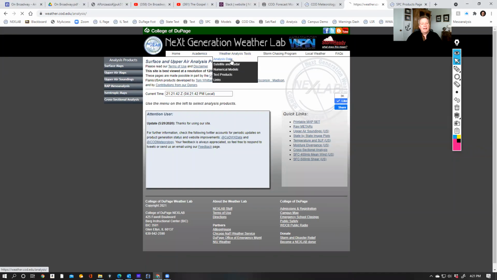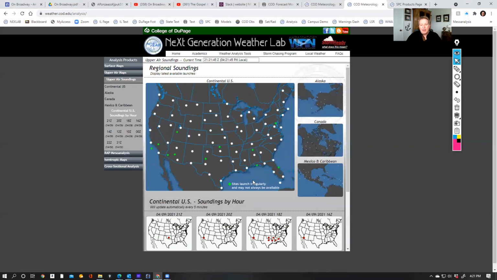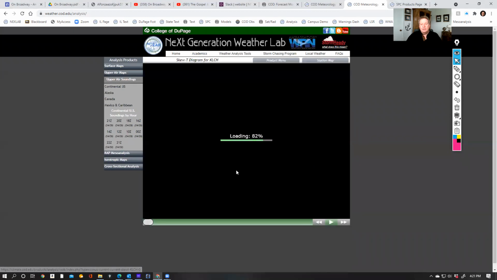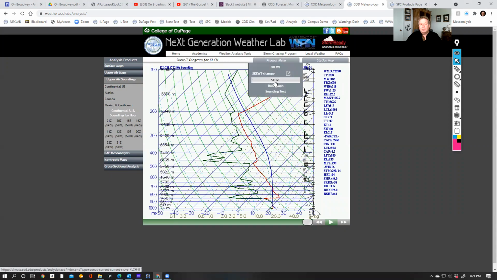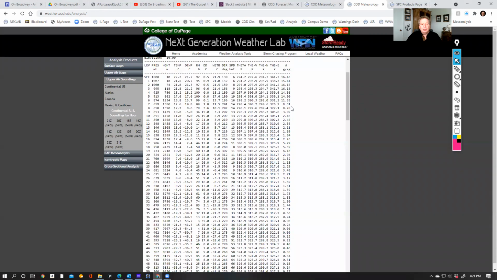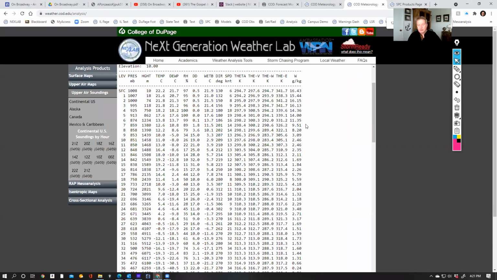I'm going to go to where my weather analysis tools are, and I'm going to go to upper air soundings. We happen to have a severe weather event going on here. So I go here, I can go to my text program, and the first thing I want to know is the K index. We said the K index is the temperature at 850 minus the temperature at 500, plus the dew point at 850 minus the dew point depression at 700 millibars.